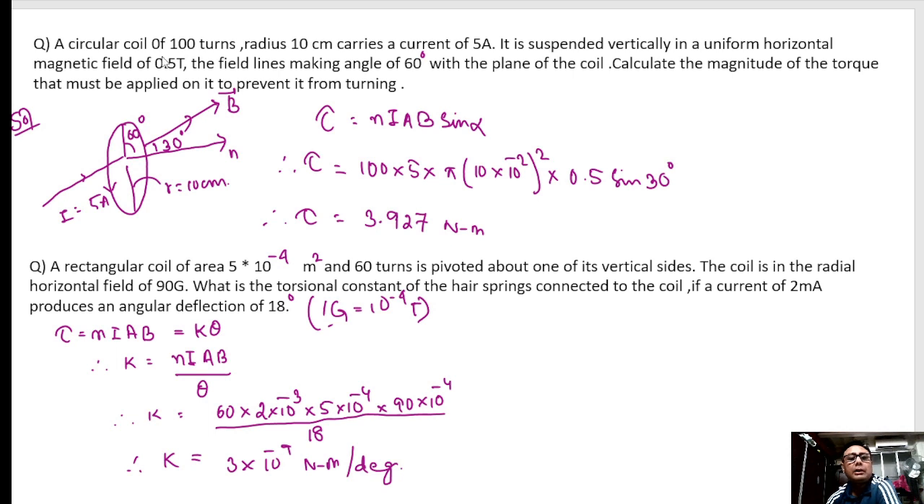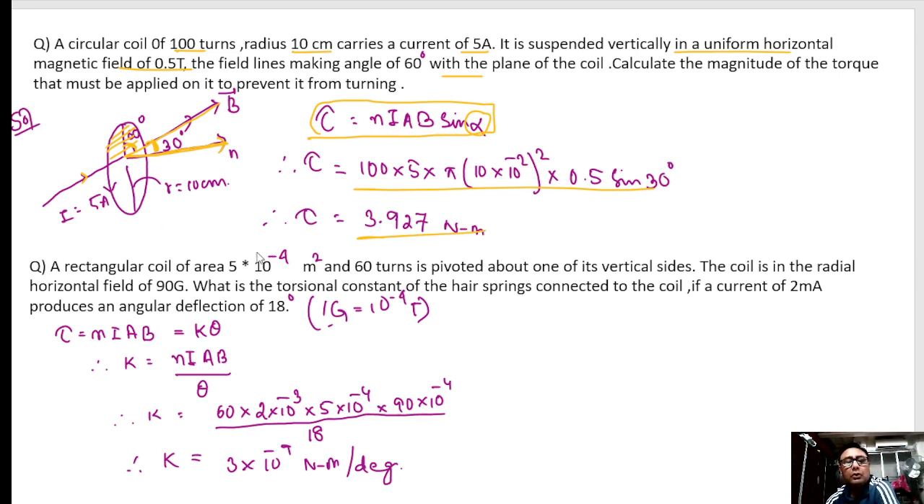Next friends, let's see a circular coil of 100 turns. This coil has 100 turns, radius 10 centimeters, carries a current of 5 ampere, suspended vertically in a uniform horizontal magnetic field. This is the magnetic field, and the plane of the coil is making an angle. So watch please here. The field lines make 60 degrees with the plane of the coil. That means this magnetic field is making 60 degrees with this coil, and this is the normal of the coil, so it should make 30 degrees. We know the formula of the torque is NIAB sin α, where α is the angle the normal makes with the magnetic field, which is 30 degrees. So putting the values, we get the torque acting on it.